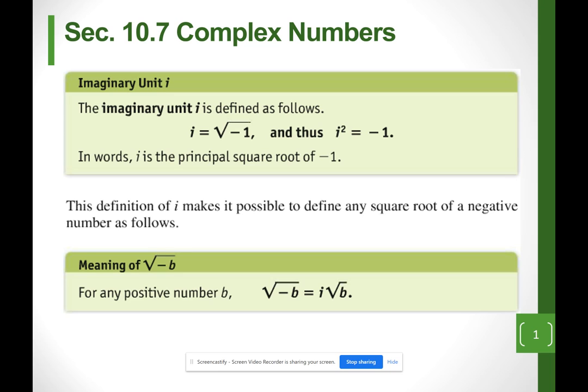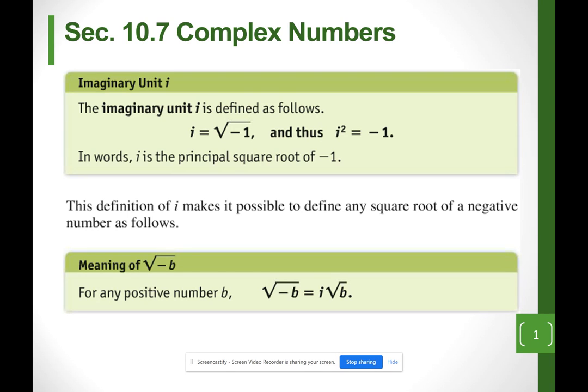Now we're going to be looking at complex numbers. A complex number has a real part. At this moment, every number we have known is a real number. But a complex number has a real side and also an imaginary side. So that's what we're going to call complex numbers.